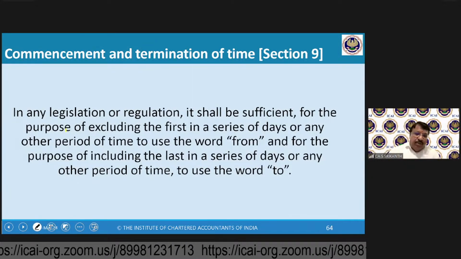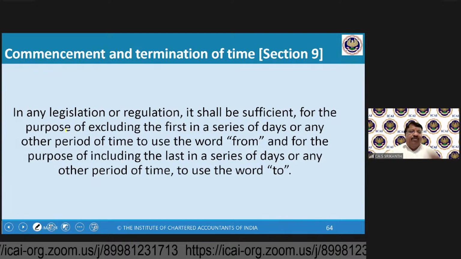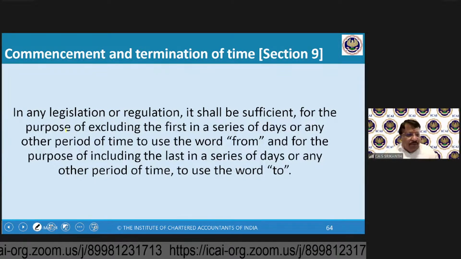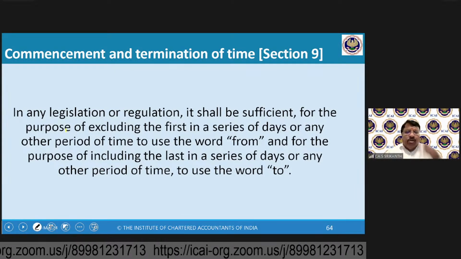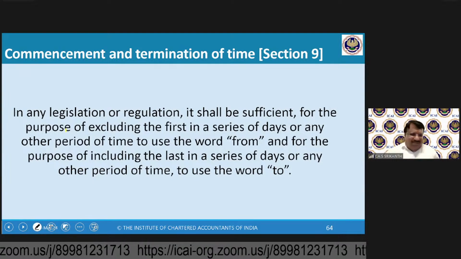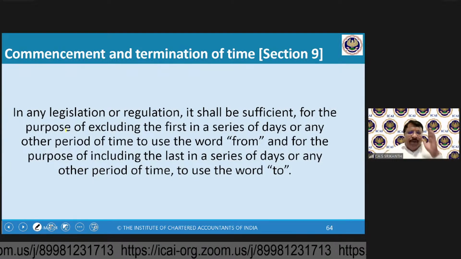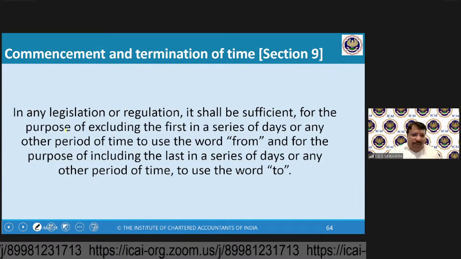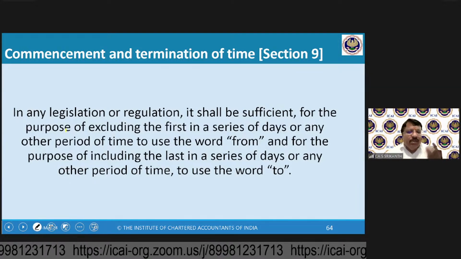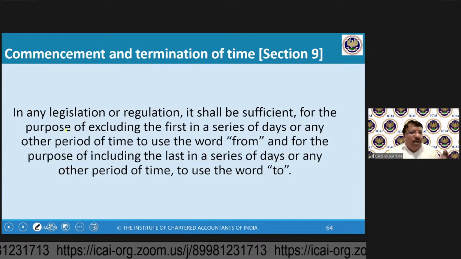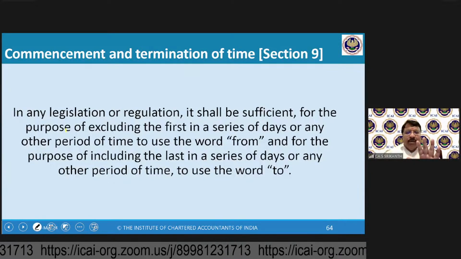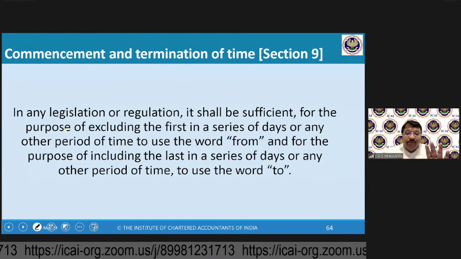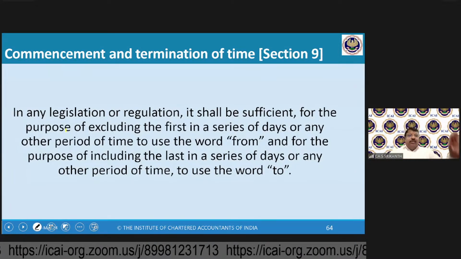Suppose I say the period of grace will be from 29th of May to 3rd of June. In some clause, the period of grace will begin, and the 29th of May is not to be included. 30, 31, 1, 2, 3. Five days. At the 3rd midnight, your period of grace is over.